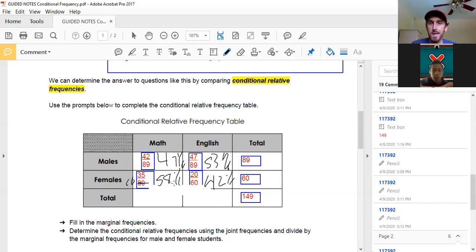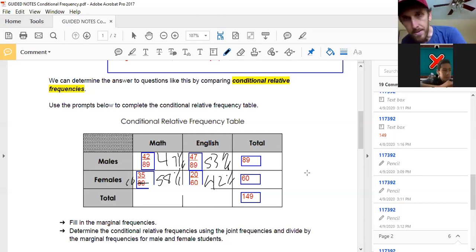If you're looking to know who actually likes which subject more, right now, like we said, it's stacked in the boys' favor because there are more boys here, right? But if we look at it as a percentage, we can see very clearly who likes math more. Girls, by almost 10% more, right? So this is what we call conditional relative frequency.